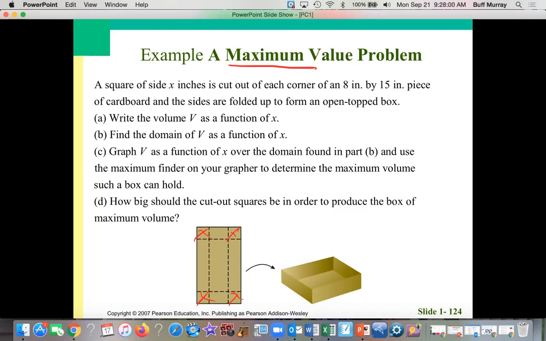Okay, now this is going to be that line in red there, that's going to be our length, isn't it? And I think our length is going to be 15 minus 2x. Now, how did I come up with that?